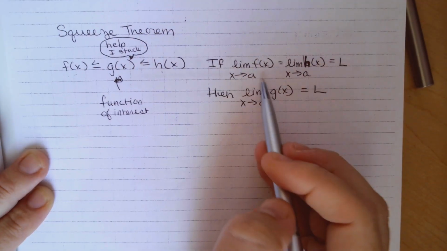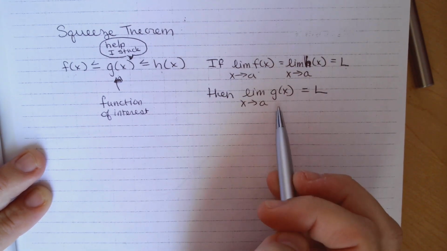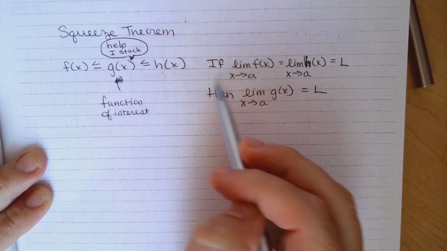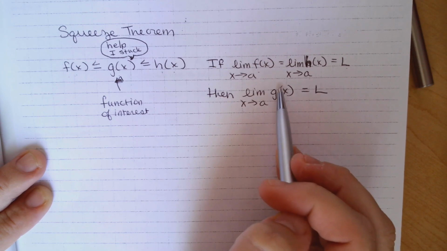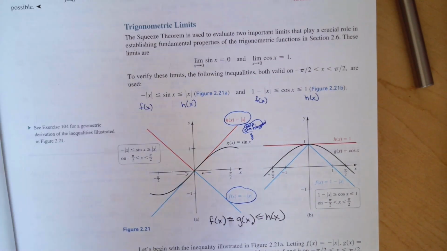So the limit of both of these is L around this value a, and g of x always lives between them. Then it makes sense that we can say that the limit of g of x as x approaches a is also L. All right, and so let's look at that graphically real quick.